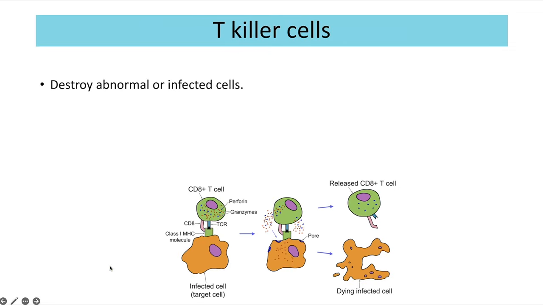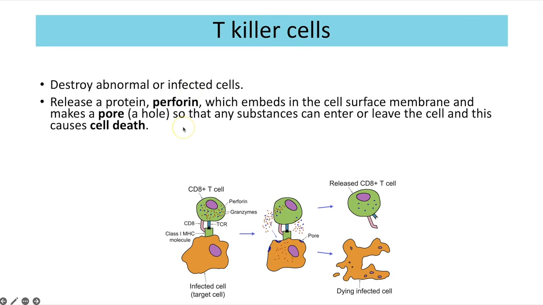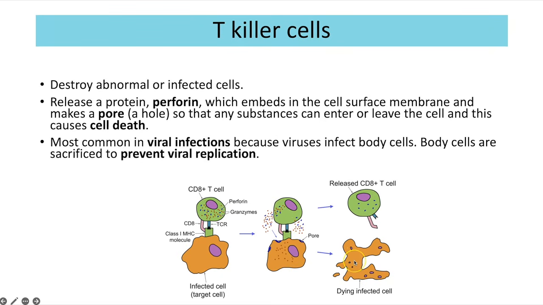So the T killer cells, or those cytotoxic T cells, these are the T cells that destroy abnormal or infected body cells. And they do this by releasing a protein called perforin, which embeds into the cell surface membrane, and it makes a hole, a pore, so that any substances can enter or leave the cell, and that is what causes cell death. Because either you have too much liquid and substances leaving the cell, causing it to dehydrate and die, or you have too much liquid entering, and that causes it to burst.